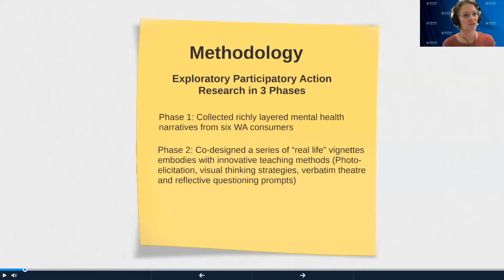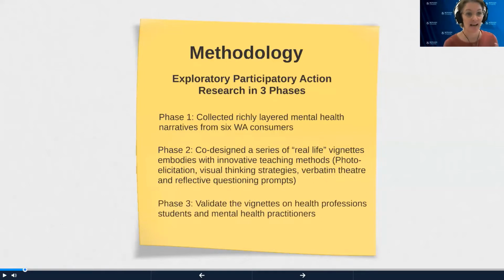And then, of course, it's outcomes focused, and that's the resource at the end, that we come up with something tangible that we hope will translate into practice and shift the way we see mental health. So the next phase is phase 3, where we validate the vignettes with health profession students and also the health workforce to see, well, is this working? What do we need to adapt or revise? And we're just at that stage now.